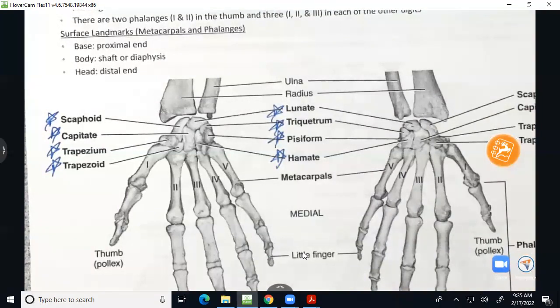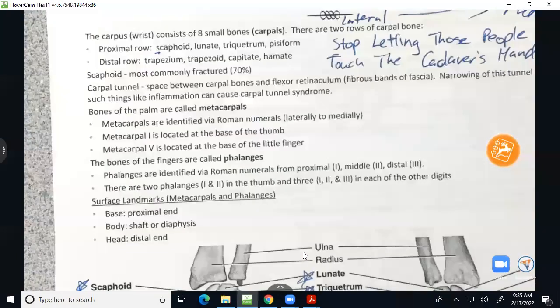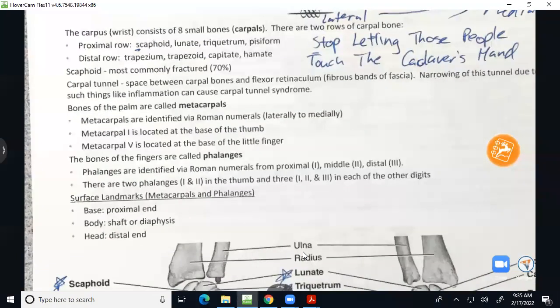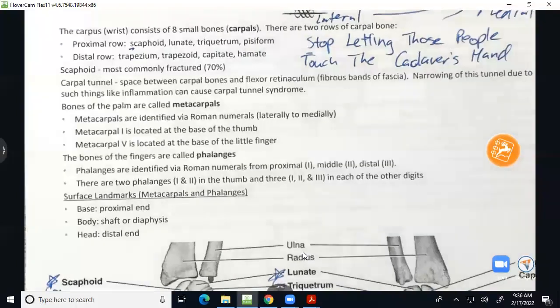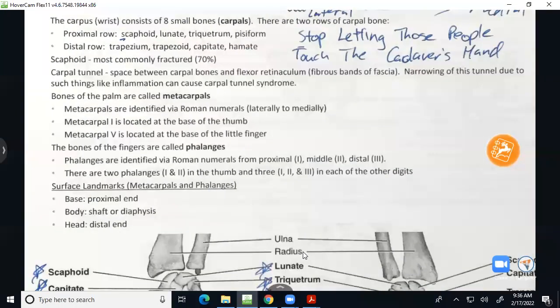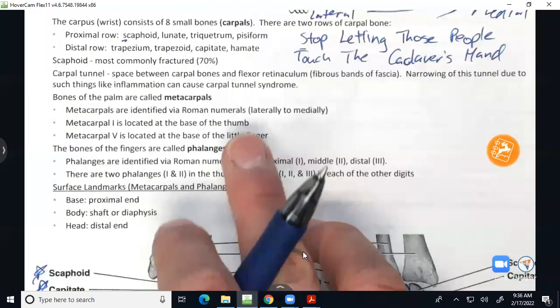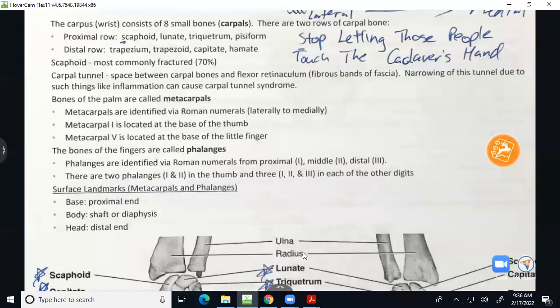And I'm sure you've all heard of carpal tunnel before. Carpal tunnel is actually the space between the carpal bones and this fibrous band called the flexor retinaculum. When people describe carpal tunnel, more likely they're talking about carpal tunnel syndrome, where it can become narrowed due to inflammation. Very common in people that spend a lot of time typing. I imagine a lot of us will suffer from this because we're always on our phones and keeping our wrists in awkward angles.